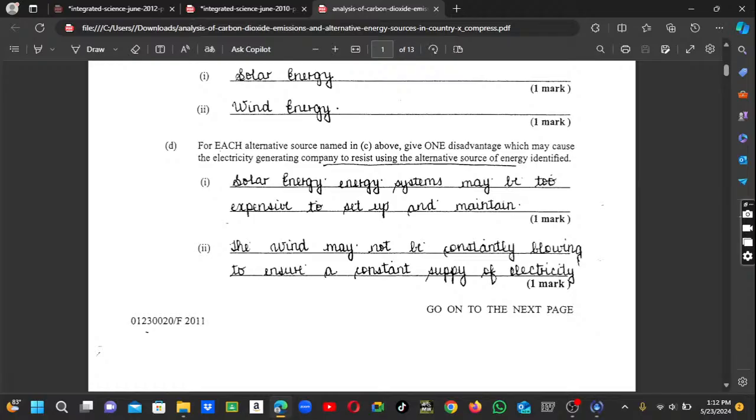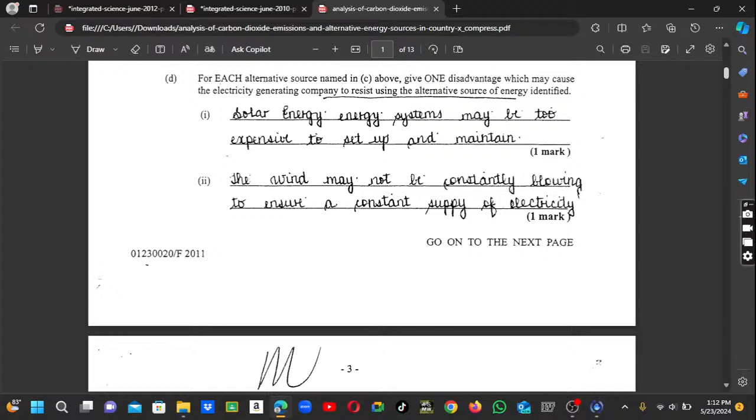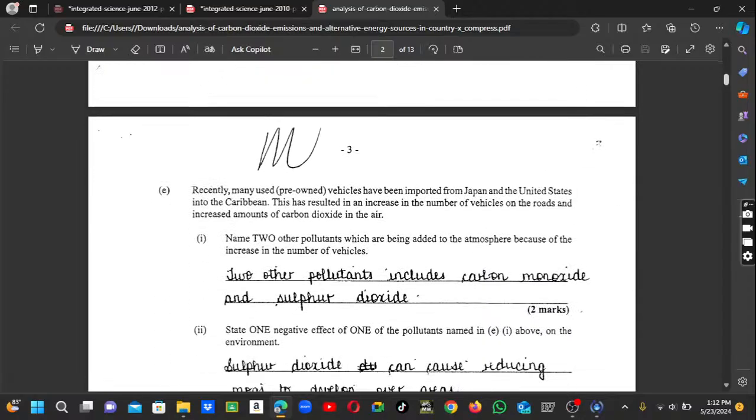The wind may not be consistent in the sense of blowing to ensure a consistent supply of electricity. So here we have a disadvantage. One is too expensive, and one is not really consistent, because the wind may not blow to ensure that we have a supply of electricity.